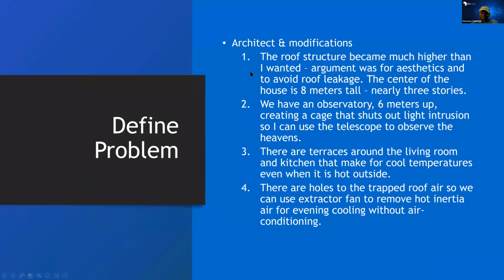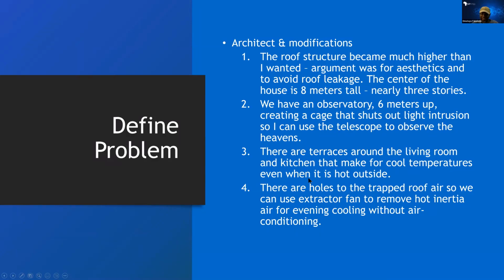Architects and modifications. From the architect standpoint, the roof structure became higher, and his argument is that for aesthetics and to avoid roof leakage, it should be higher than I thought. So the center of the building now rose to 8 meters tall, nearly 3 stories for a bungalow, which is surprising to me. And you'll see that there's an observatory 6 meters up, creating a cage that shuts out light so that I can use the telescope to do some things.